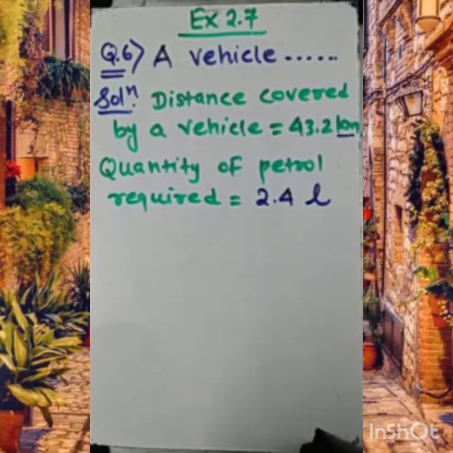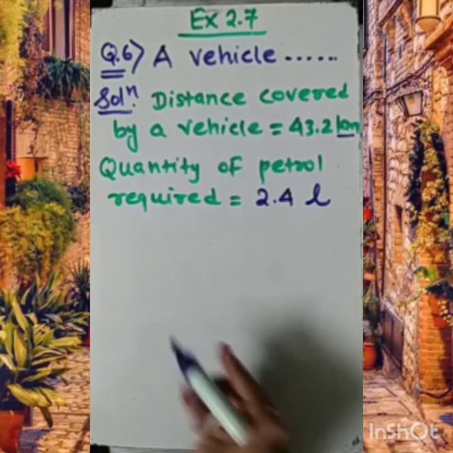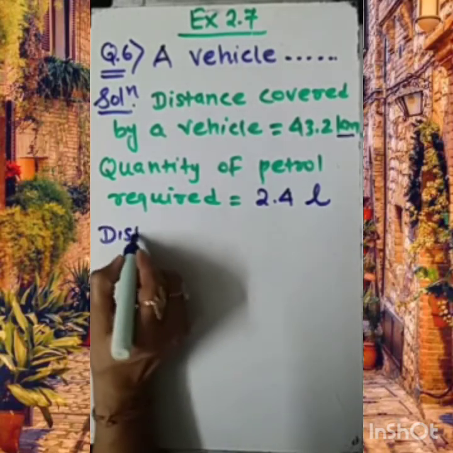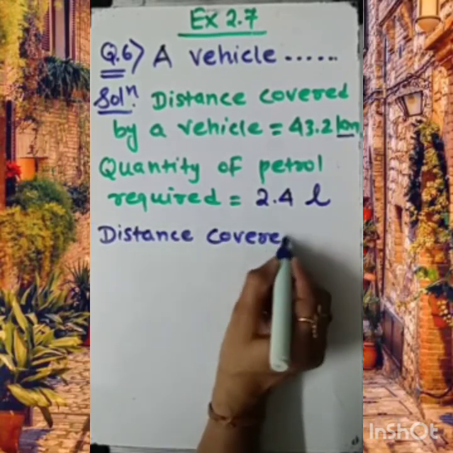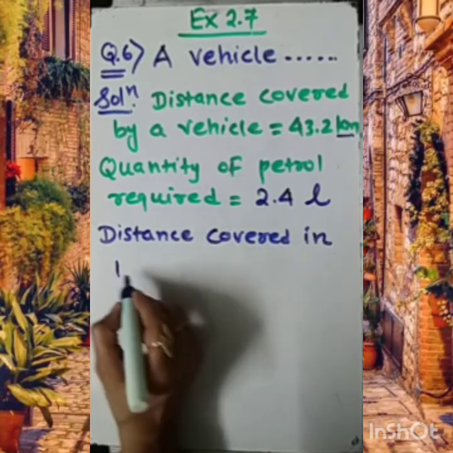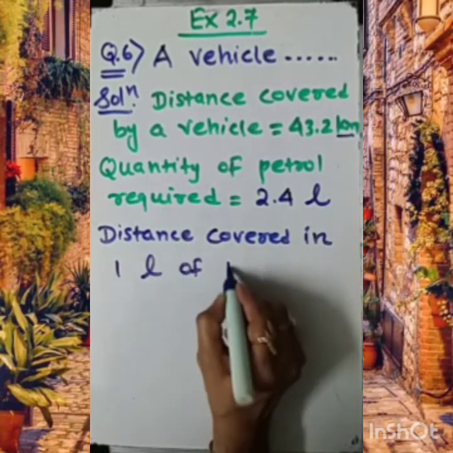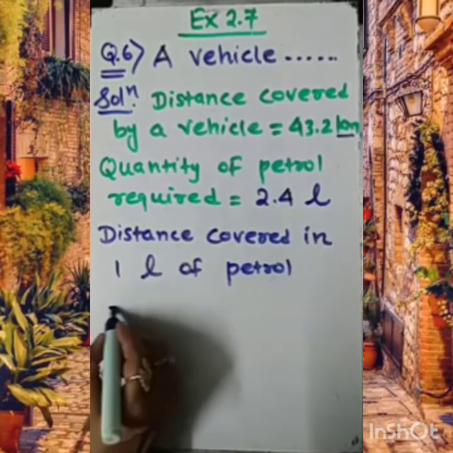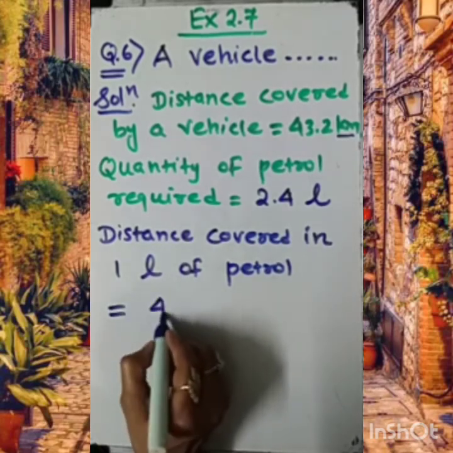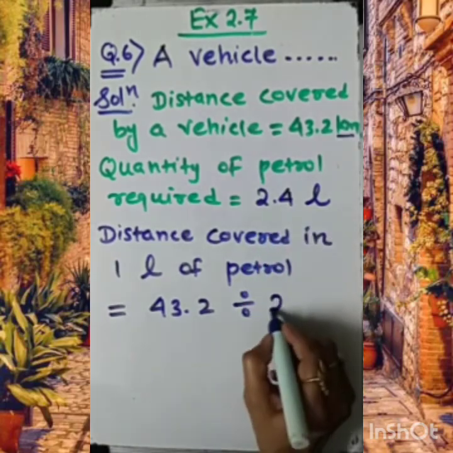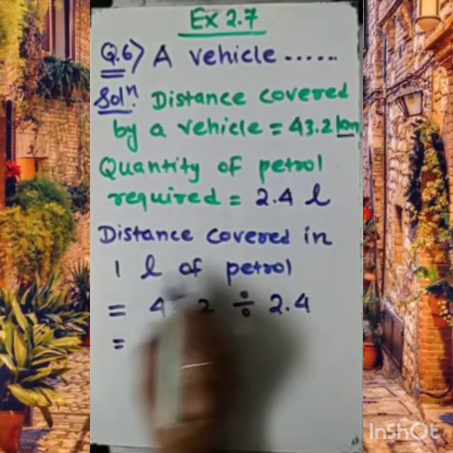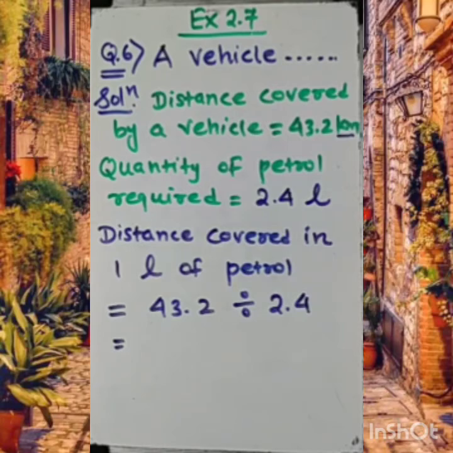Okay. Now, what do we have to find? We have to find now how much distance it will cover in 1 liter of petrol. So, let's note down the distance covered in 1 liter of petrol. How to find it? Divide. So, how to divide? 43.2 we are going to divide by 2.4. So we will have the answer for the distance covered in 1 liter of petrol.